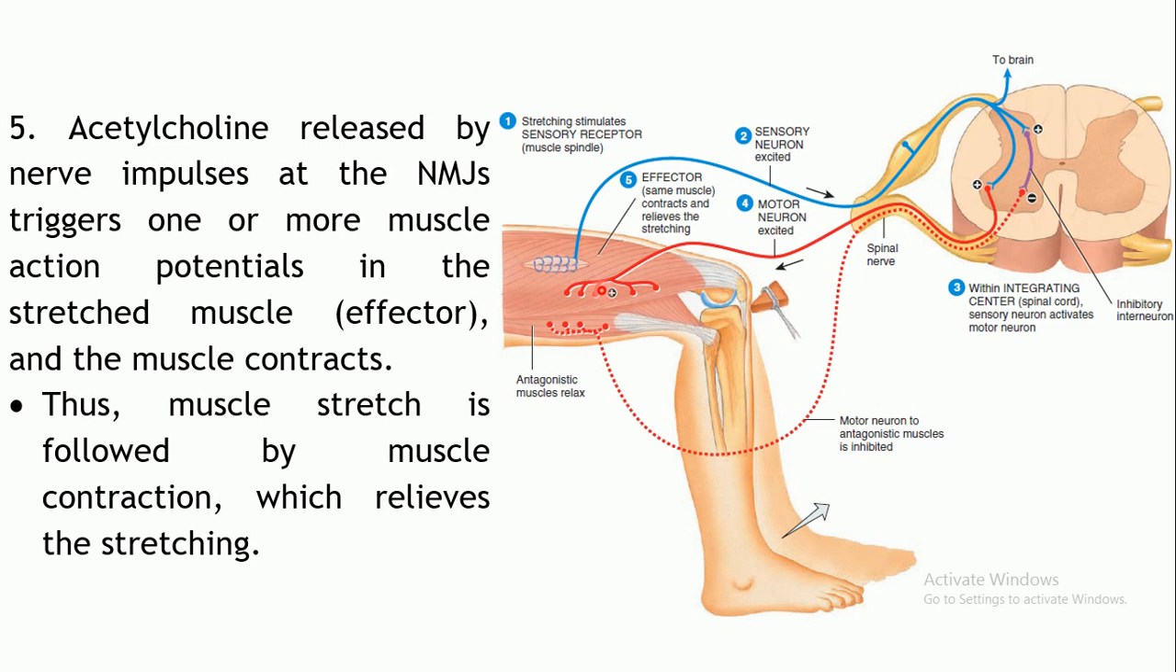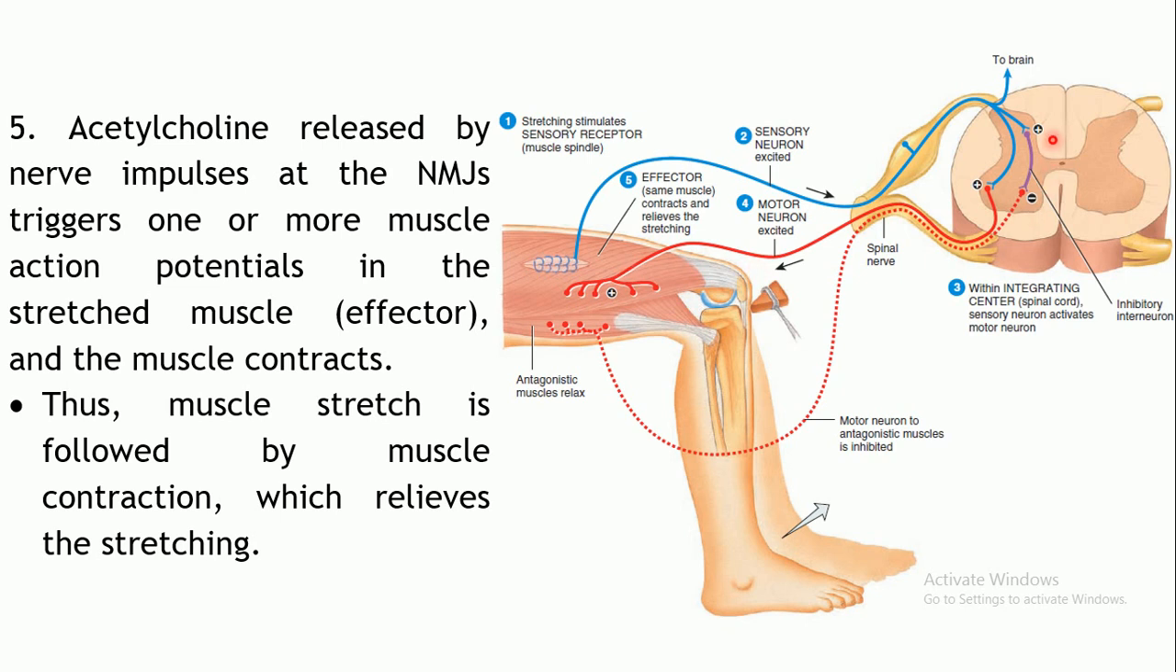Okay, so if the acetylcholine is released in this NMJ, it triggers one or more muscle action potentials in the stretched muscle. So the same muscle is acting as the effector now. So these stretched muscles will get contracted and it will relieve the stretching. At the same time, one signal is sent to the brain. So you will come to know that the stretching is relieved. So you will move your leg. So the stretching will be relieved.